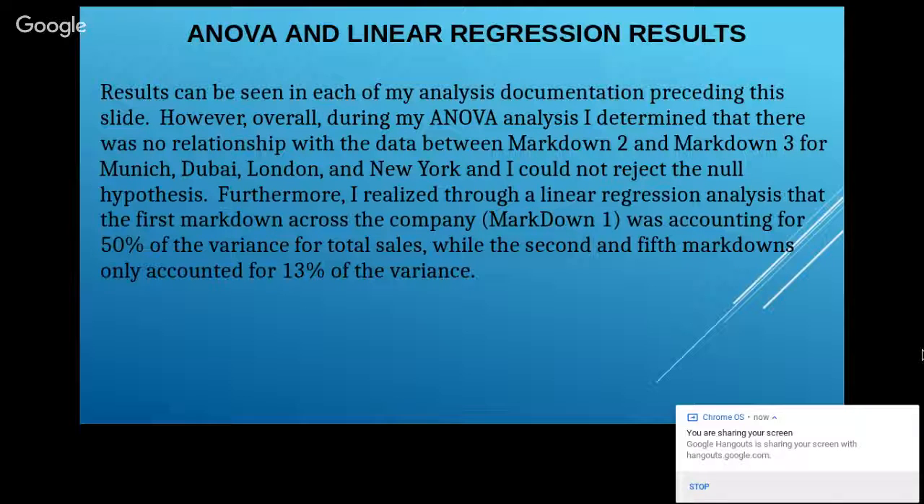However, overall, during my ANOVA analysis, I determined there was no relationship within the data between markdown 2 and 3, and I could not reject the null hypothesis. Furthermore, I realized through the linear regression analysis that the first markdown across the company was accounting for 50% of the variance for total sales, while the second and fifth only accounted for 13%.